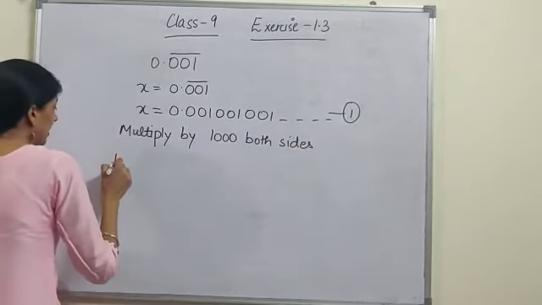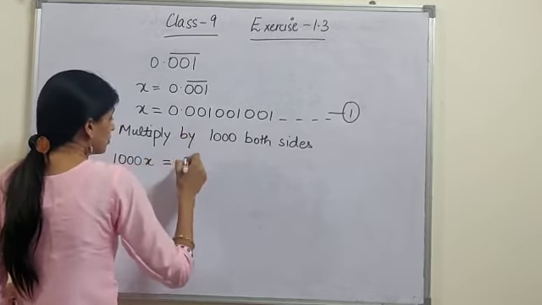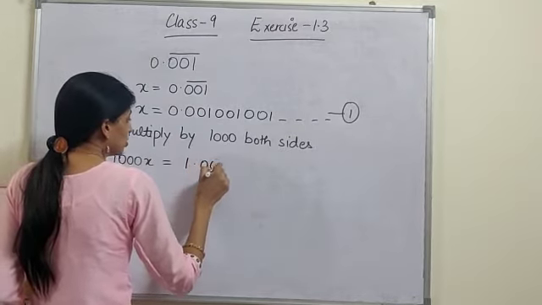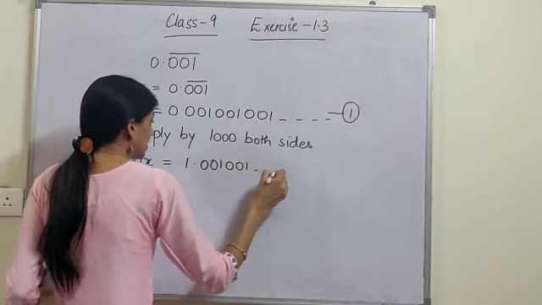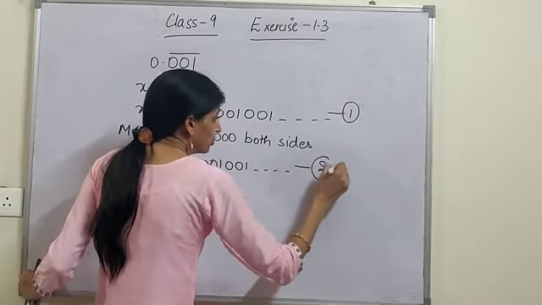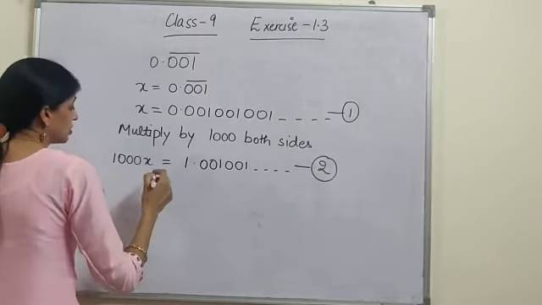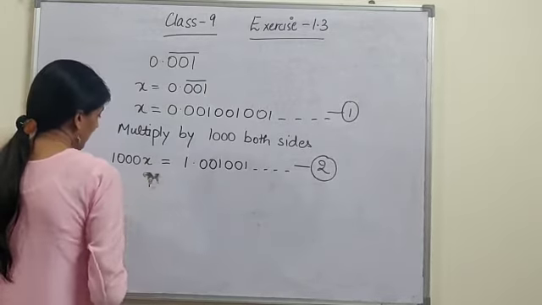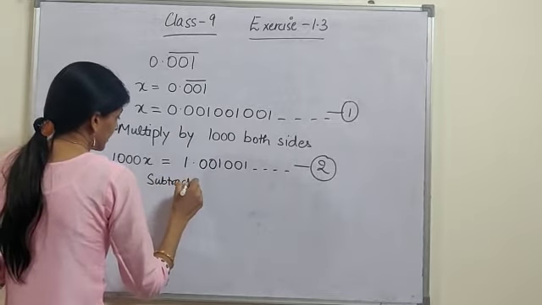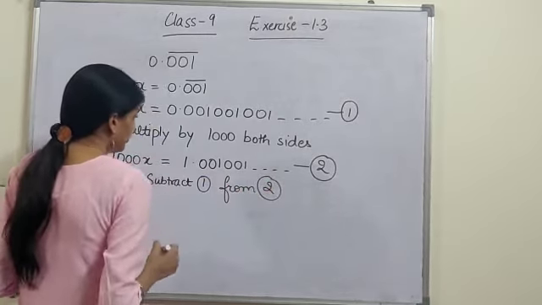So it comes out to be 1000x equals this 001, so it will come 1.001001 and so on. Right? So this is your 2. Now, what is the next step? We have to subtract 1 from 2.